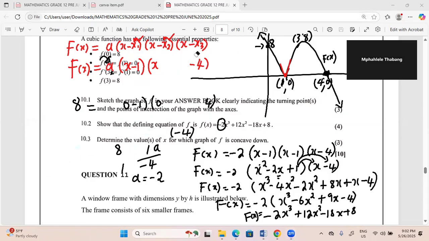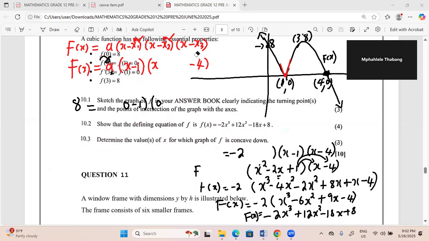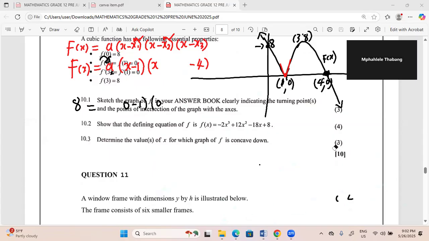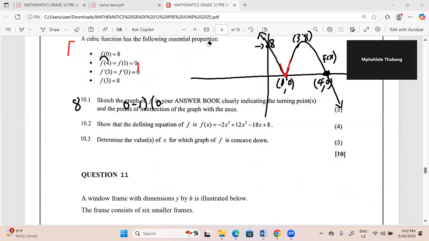Okay, now the last question on question 10 is determine the value of x for which the graph of f is concave down. When you are answering this question of concavity, you must first find what we call the point of inflection. You must first find the point of inflection when you are answering the question of concavity in a cubic function.